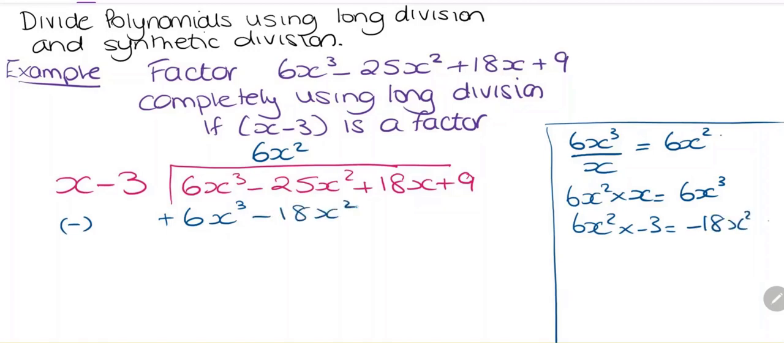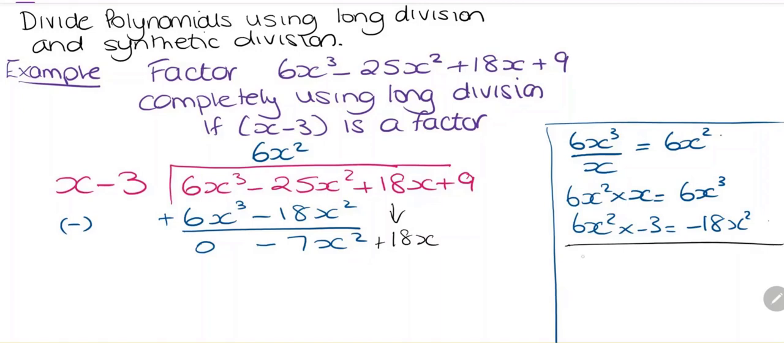So I have my terms and I need to subtract. So this will be minus and a minus, that's positive. So minus 25 plus 18, that's going to be minus 7x squared. And I'm going to bring down the 18x. So now I repeat.